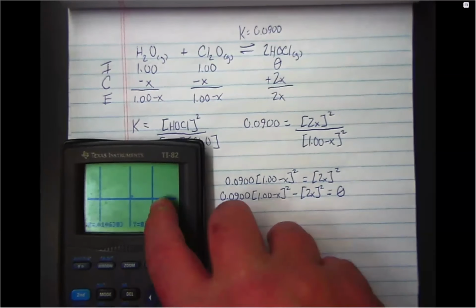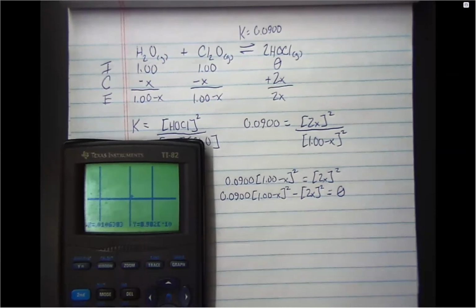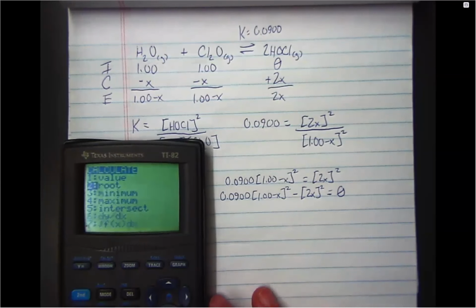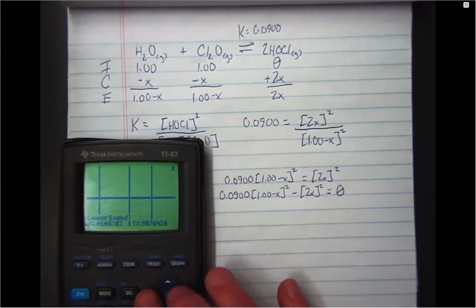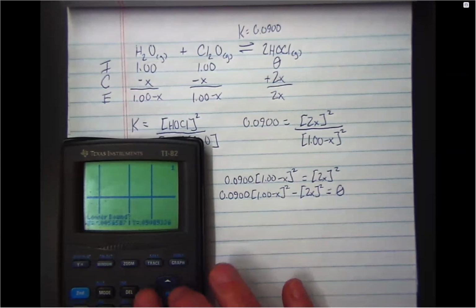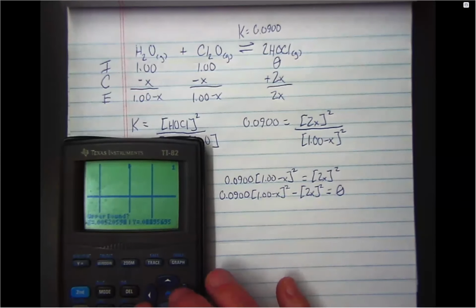So it looks like this is our crossing of the X-axis that we're actually looking for. To solve for that, I'm going to go second function and then calculate, and then go to root. We definitely want our X to be a positive number. So I'm going to hit enter really close to 0 for my X value.